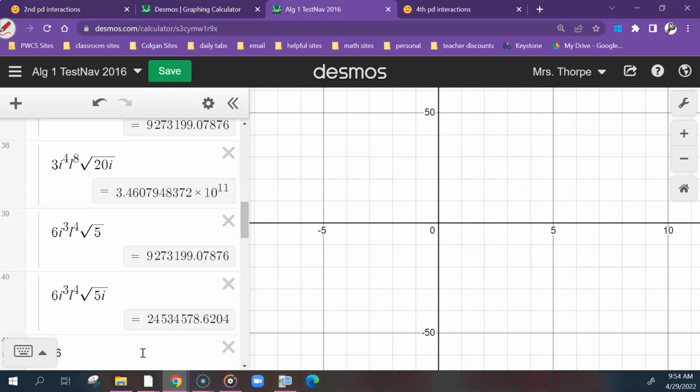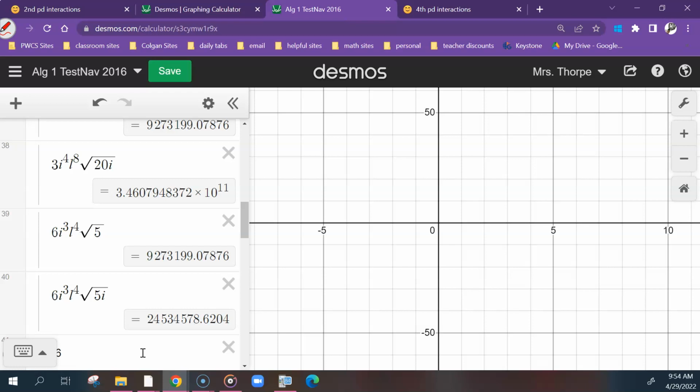So 3, I think I put these in here, but 3x to the 4th y to the 8th, 20 times the square root of 20x, that's answer B. So you just put in all the answer choices, and see whichever one matches. You have to put it in with different variables though. If you put it in with x and y, it's not going to do anything for you.